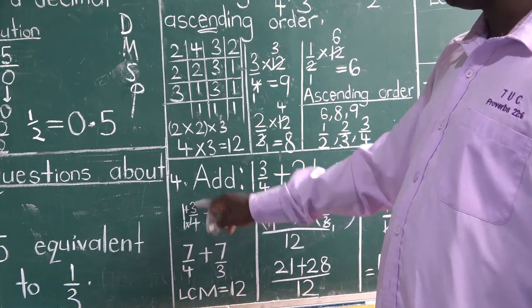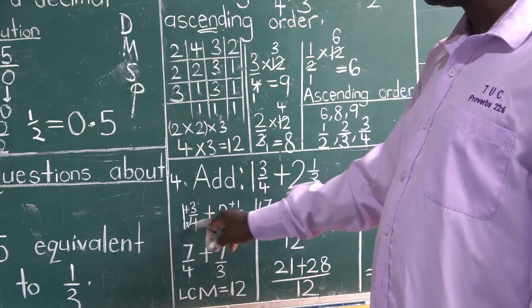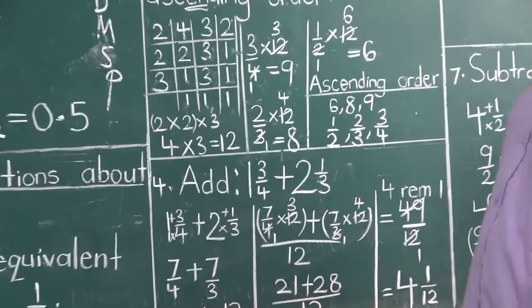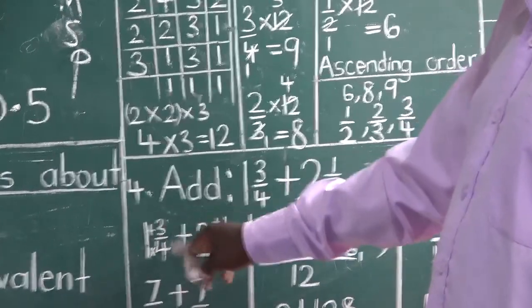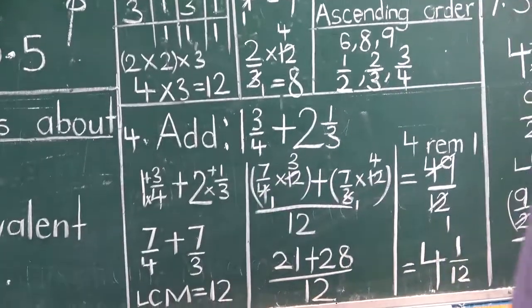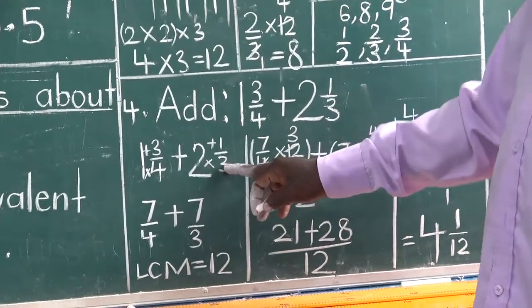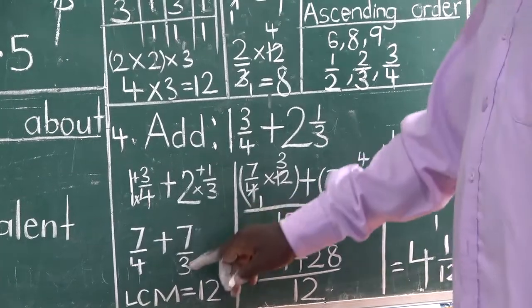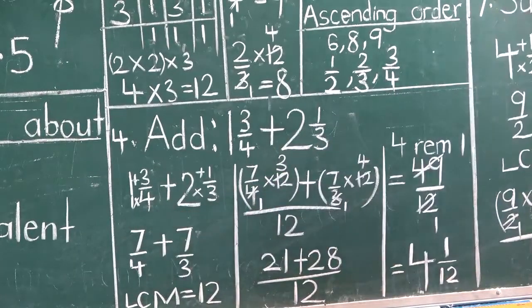1 times 4 plus 3. So 1 times 4 is 4, plus 3 gets 7. That's why I've got 7 out of 4. Then 2 times 3, you must notice, is 6, plus 1 gets 7. 7 out of 3. This is now in improper form.